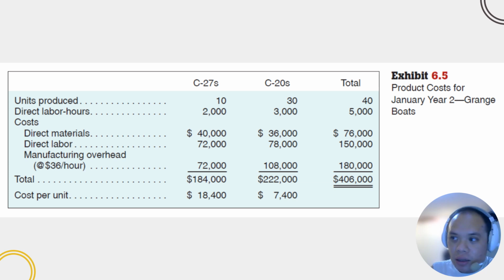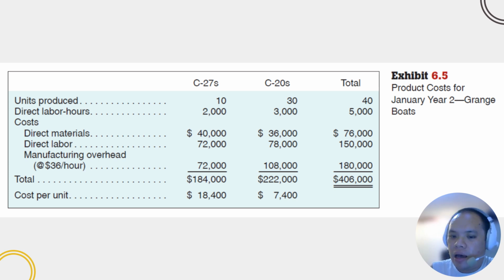So since we got the direct labor predetermined overhead rate, we can now use the cost system to determine product cost for C27S and C20S for Range Boats as shown in Exhibit 6.5. So using the $36 per direct labor hour predetermined overhead rate, we can allocate overhead to the two products. Since wala pa man to diri ang manufacturing overhead numbers kay ganiha 180,000 pa to siya, since we undergone predetermined overhead rate for these two items.